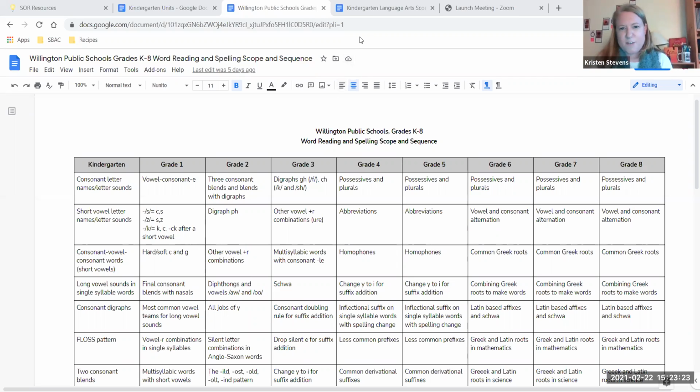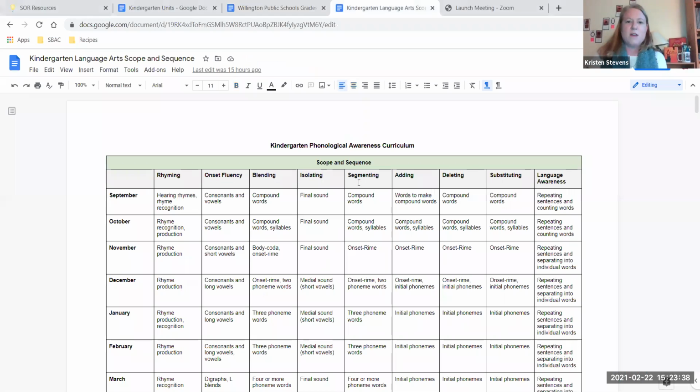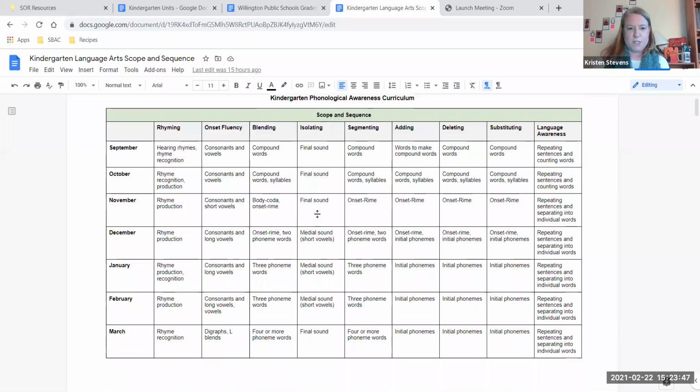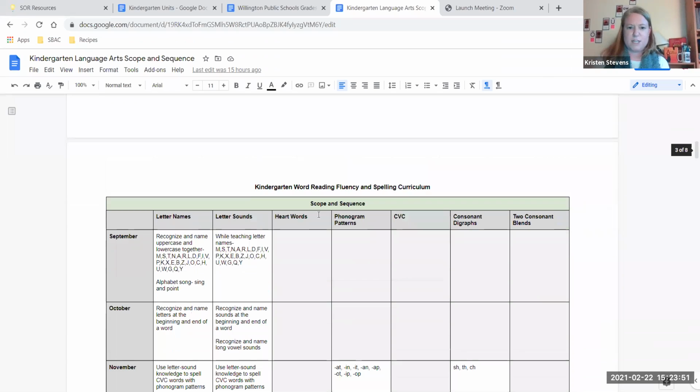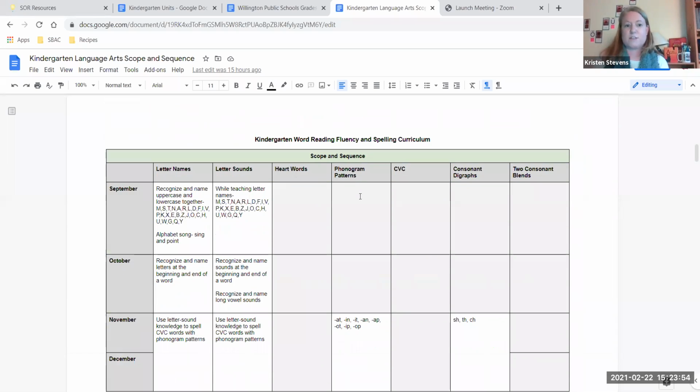Okay, and then there is another, I'm sorry, I'm having a hard time, I've got to move this toolbar. The one document I'm trying to get is, there it is. Okay. So a kindergarten will also have its own more specific scope and sequence. That's the overall scope and sequence, and then I'm just going to scroll down. This is still also a draft, but here's the kindergarten word reading, fluency, and spelling scope and sequence.